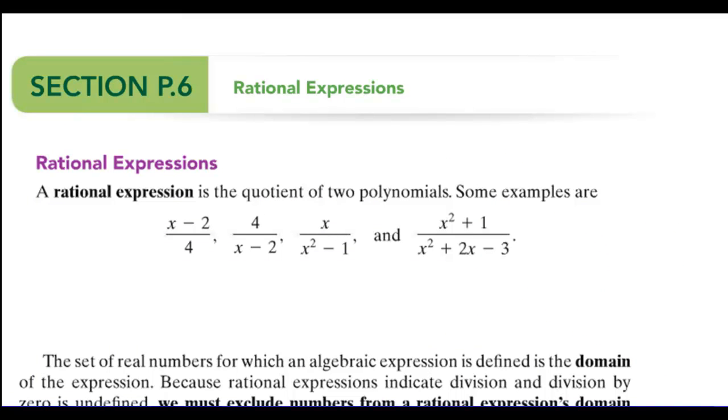Alright, let's talk in section 6 about rational expressions. So a rational expression is the quotient of 2 polynomials. So basically, it's just a big nasty fraction, where you're going to have a polynomial, top or bottom, or both.